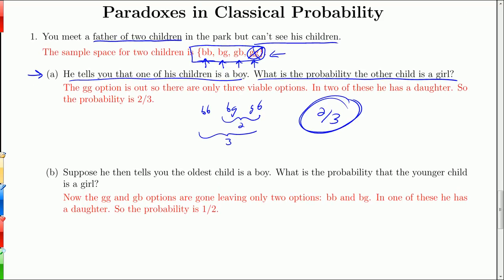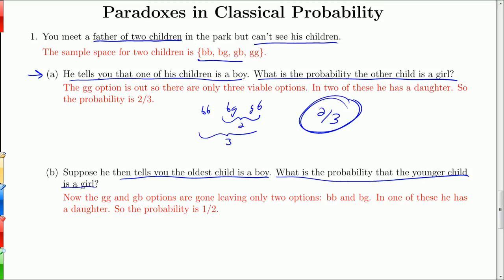If, on the other hand, he tells you that the oldest child is a boy, now what is the probability? He just changes the sentence a little bit. Now what is the probability that the younger child is a girl? Now all of a sudden you're talking about a specific child, the younger child, and your intuition should serve you correctly, and we get 1/2, and here's why.